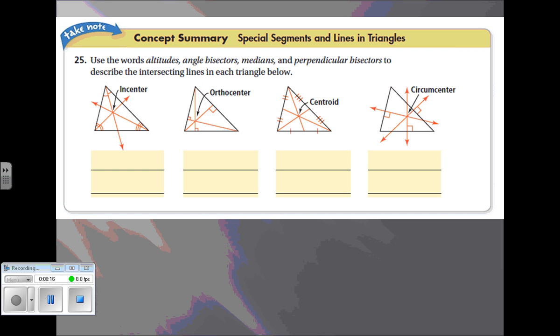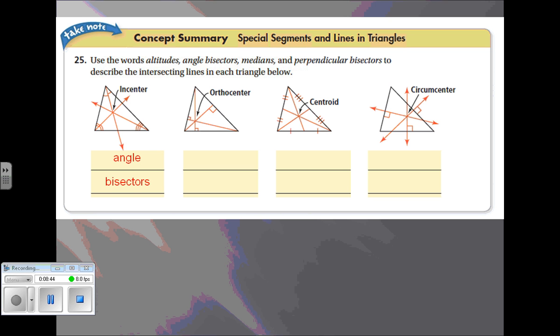All right, so let's sum up everything we've learned about triangles and their bisectors. We're going to use the words altitude, angle bisectors, medians, and perpendicular bisectors to describe the intersecting lines in each triangle below. The incenter is the point where if I drew a circle, it would be inscribed within the triangle. It is caused by angle bisectors. As you can tell by the drawing, all three of those angles are cut in half.